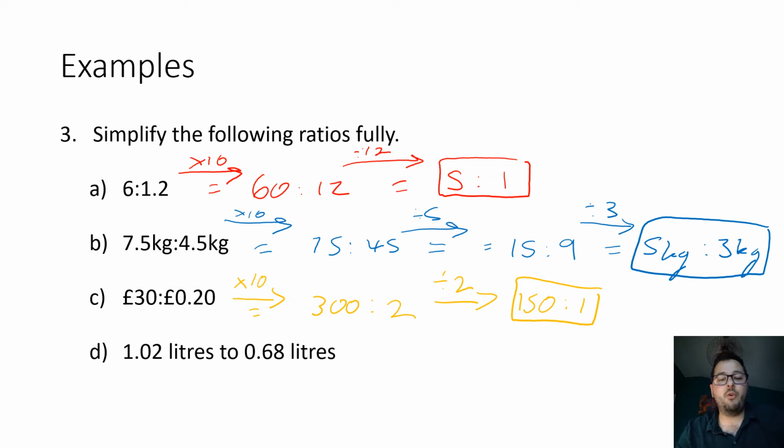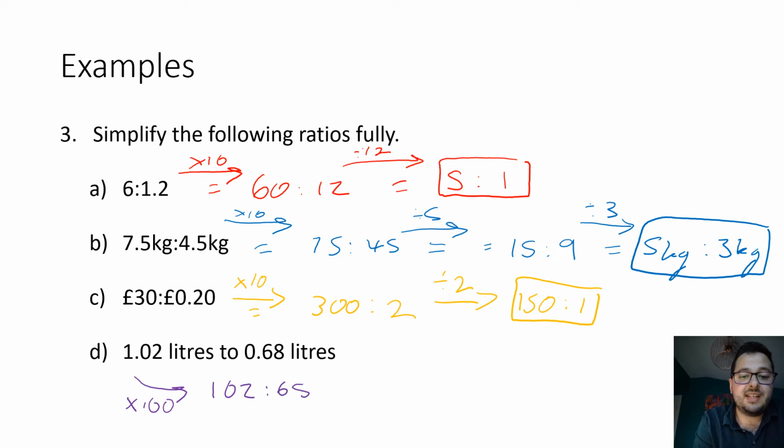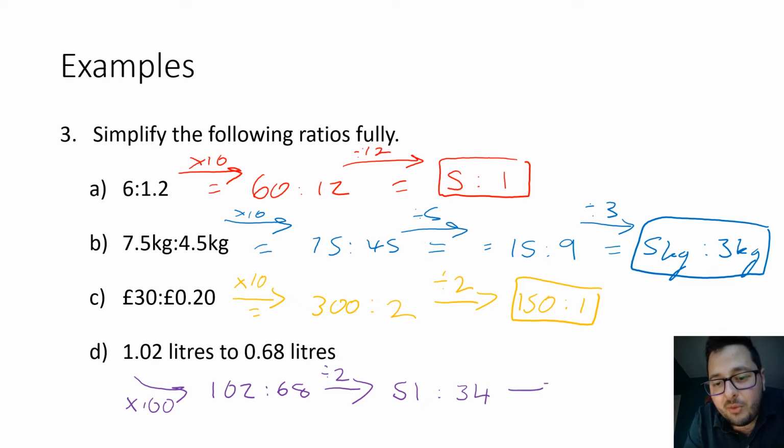All right, and then finally, we've got 1.02 litres. And we've got 0.68 litres. So this time we're going to have to times by 100 to get rid of the decimal. So we're ending up with 102 to 68. And then let's divide both by 2. That seems like the obvious thing to do. And that's going to be 51 to 34. And now these are both in the 17 times table, so it's a bit of a tricky one to spot. But divide by 17 and you're going to get 3 to 2.